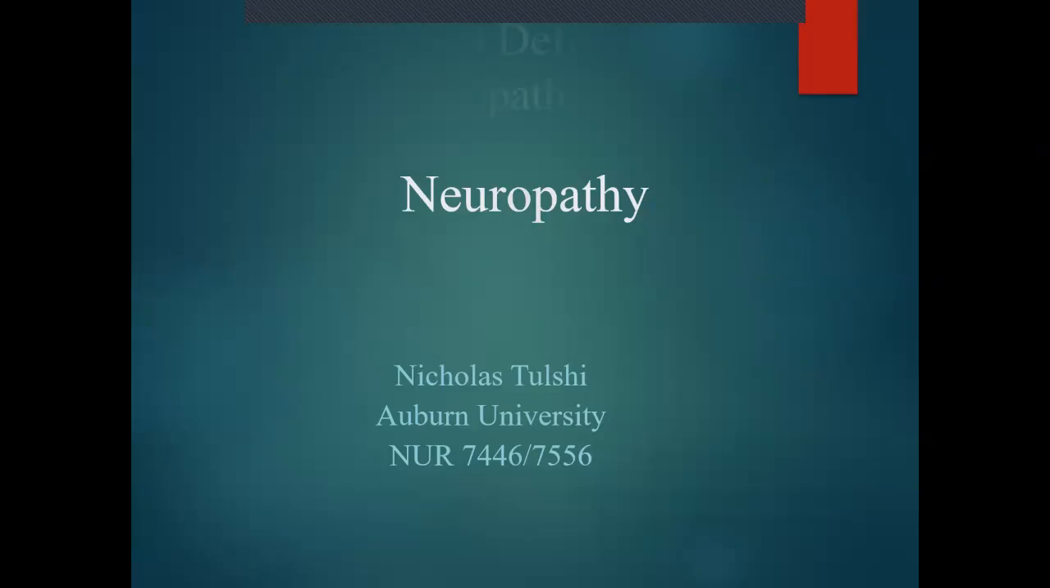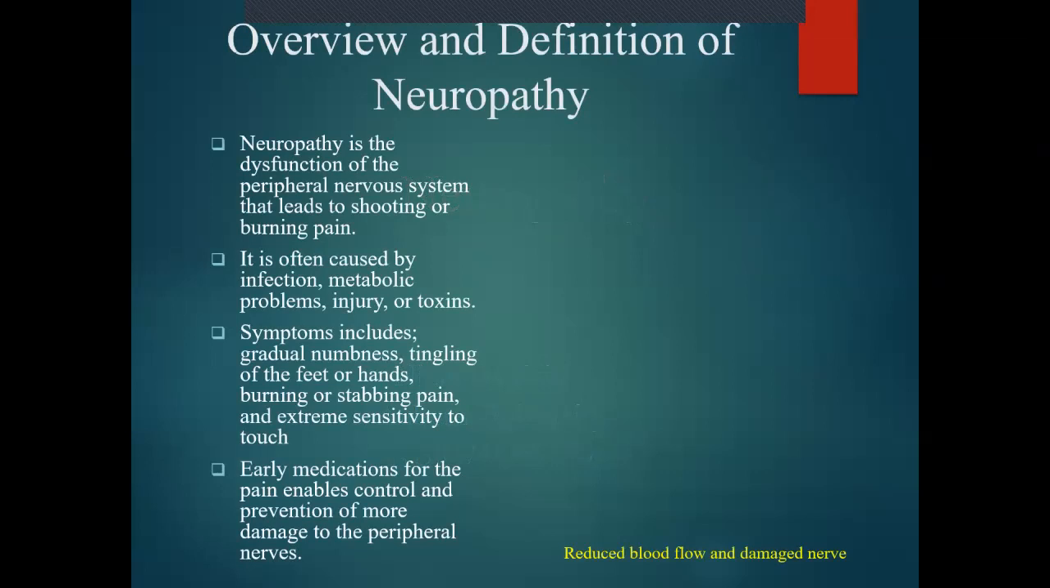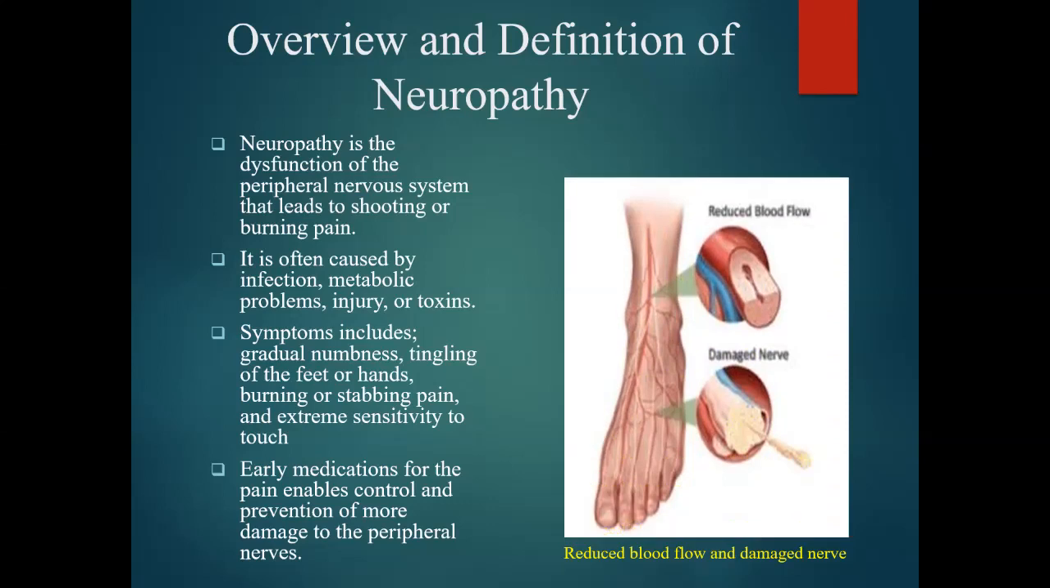Let's get started. Just a quick overview and definition of neuropathy. Neuropathy is the dysfunction of the peripheral nervous system that leads to shooting or burning pain. It is often caused by infection, metabolic problems, injury, or toxins. Symptoms include gradual numbness, tingling of the feet or hands, burning or stabbing pain, and extreme sensitivity to touch. Early medications for the pain enable control and prevention of more damage to the peripheral nerves.